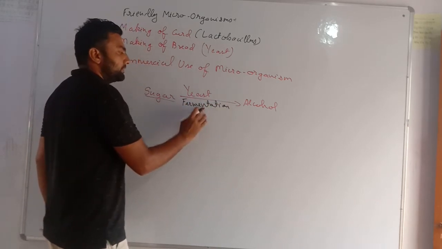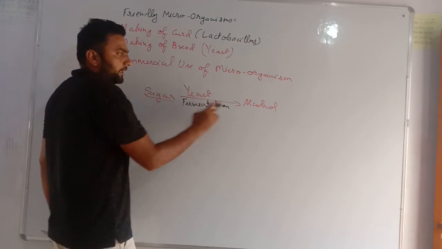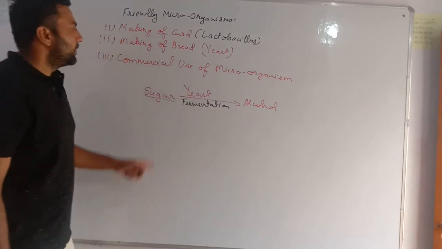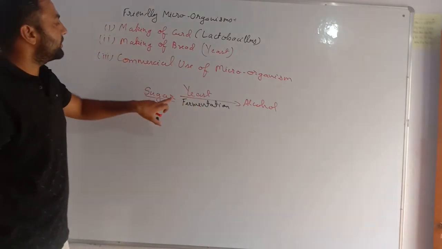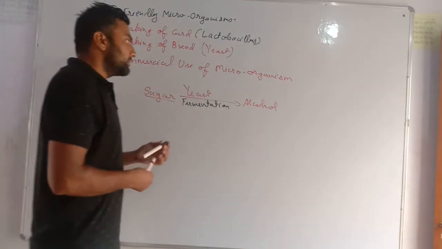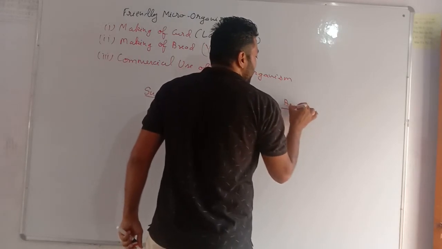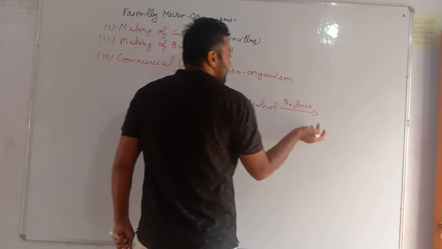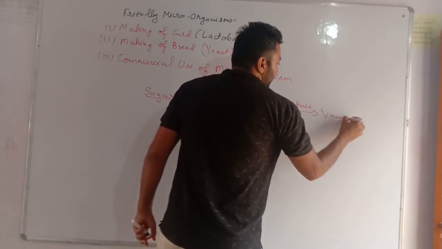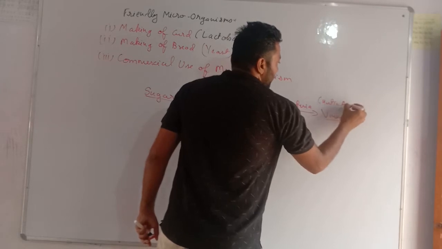What is fermentation? The process of converting sugar into alcohol by yeast is known as fermentation. My dear students, if this alcohol is kept for a longer period, a few of the bacteria convert this alcohol into vinegar, that is acetic acid. Very important, my dear students.